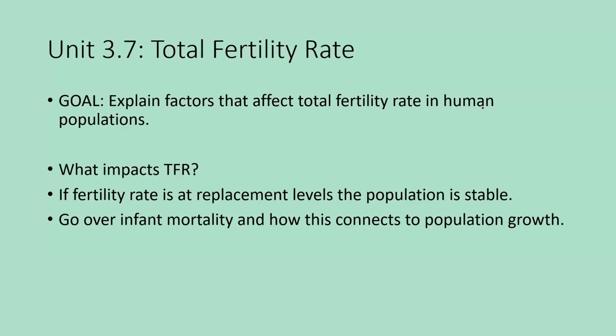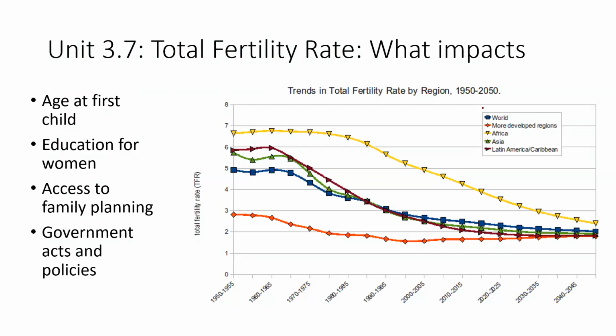All right, we're going to talk about fertility rates now and how that affects growth. If fertility rate is at replacement levels, the population will be stable, and we'll define that. And then we're going to go over infant mortality and how that connects to our overall population growth, because if you're just looking at the number of babies born, but you're not taking into account infant mortality, you might get an incorrect picture. All right, so total fertility rate. What is going to impact it?